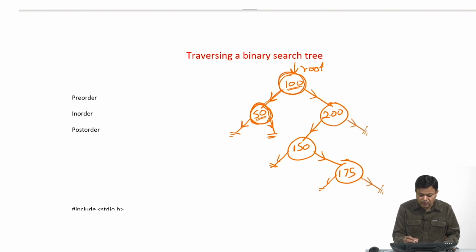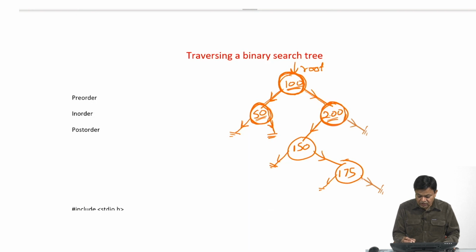How many things have we done for this particular node? We have processed it, we have printed 100, we went to left and came back. So, now we will be going towards right. In this node also we will do all these three activities. First of all we process this node because we are doing pre-order.